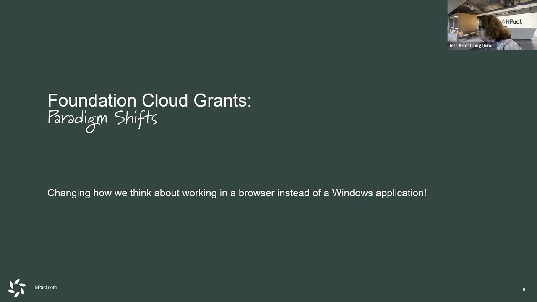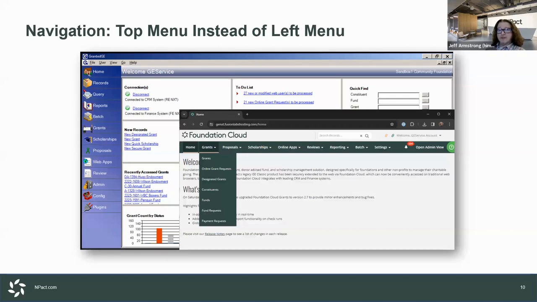The first one is just the menu orientation. GE Classic had a left menu, and Foundation Cloud Grants has a top menu. We'll go through the menu in just a second. I'll share my screen and we'll do a quick walkthrough and look at what that menu looks like. But the look and feel is very different. But things are oriented across the top instead of across the side. And we're no longer using that old look and feel. A lot of the same functions, in fact, all the same day-to-day functions are still going to be available in Foundation Cloud Grants.